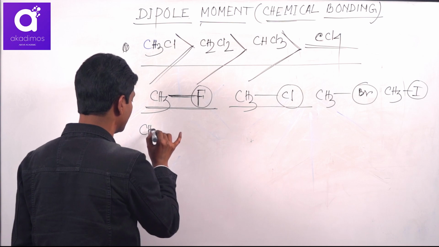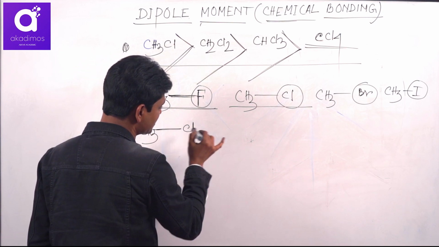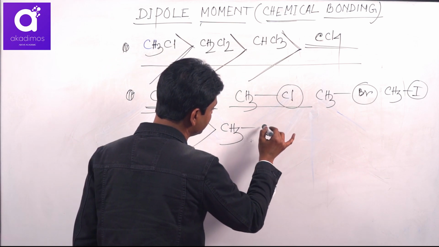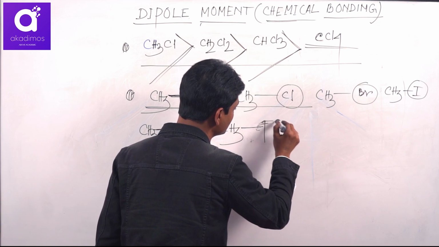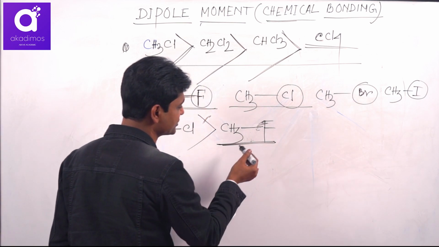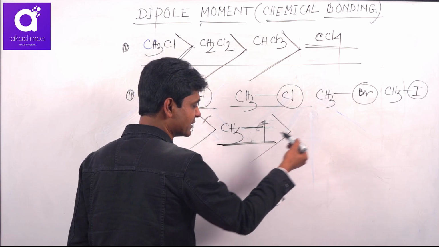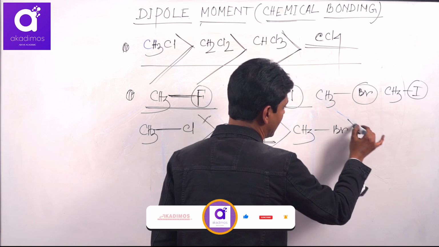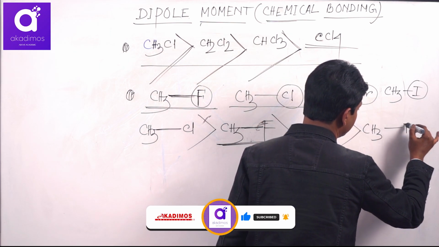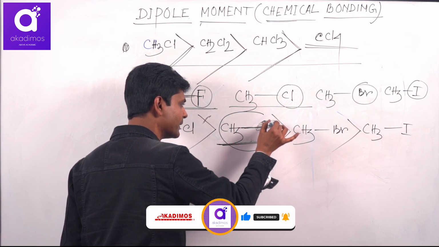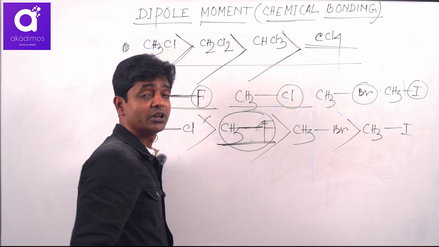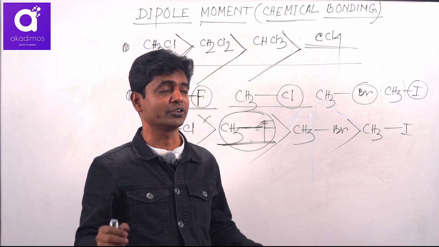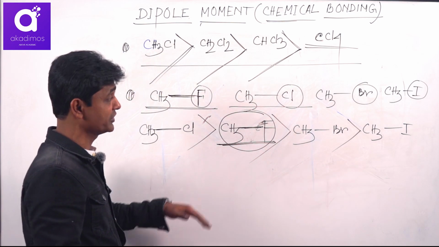Abnormally, the dipole moment of methyl fluoride is slightly less than methyl chloride due to its small bond length, and the rest is normal order, that is bromide and CH3I iodide. Here you got an exception, and this exception is due to the exceptionally small bond length between carbon and fluorine. Remember this part, very important example.